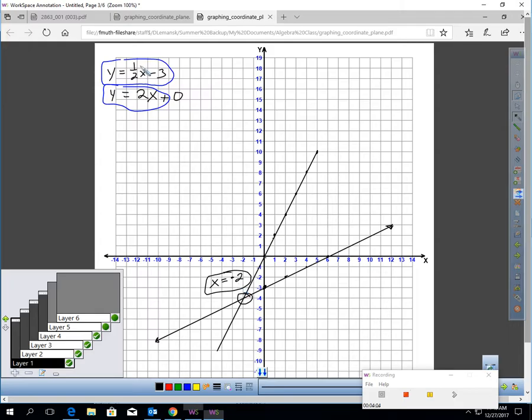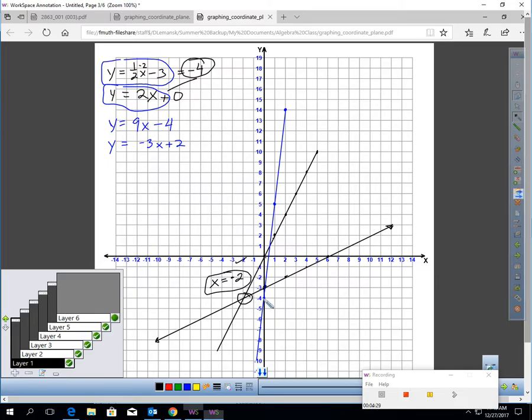It's always good to check that answer. If I put -2 in here, I get -1 minus 3, which equals -4. And if I put -2 in here, 2 times -2 equals -4. Those match, so it's got to be -2. Let's go to the other problem, number 2. I'm going to do this one in blue on the same paper here. I wrote my two equations, y equals 9x minus 4 and y equals -3x plus 2.